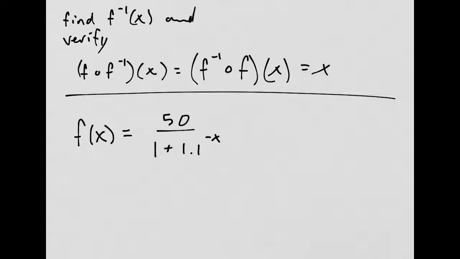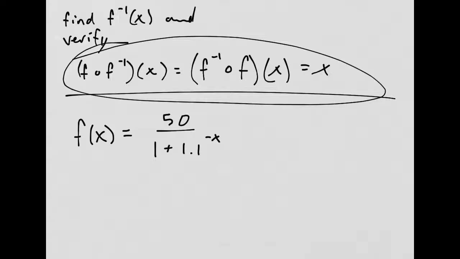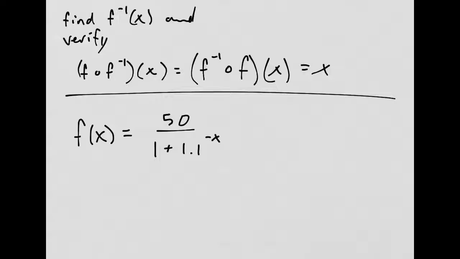Alright, here it says to find the inverse function. This is actually the definition of an inverse. If you compose a function with its inverse in both directions, so f first, f inverse on the inside, and then f inverse on the outside, f on the inside, and it simplifies to just the variable, then you know you have an inverse. That's actually the definition of an inverse function. If it satisfies that, you have inverse functions.